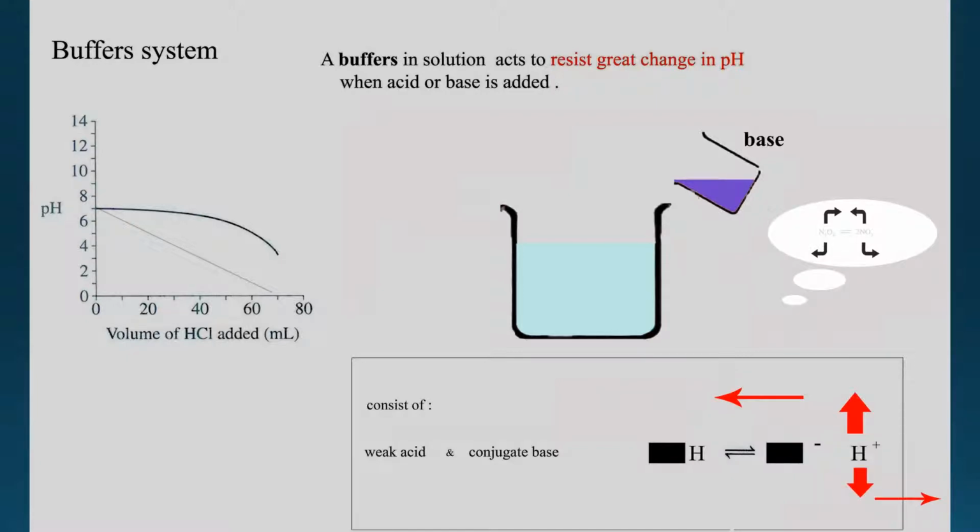So because of the Le Chatelier principle, when a substance contains a weak acid and its conjugate base, when you put more acid in, it will shift the reverse way. Then when you put base in, it will shift the forward way. That's why it resists change in pH when you add acid or add base.